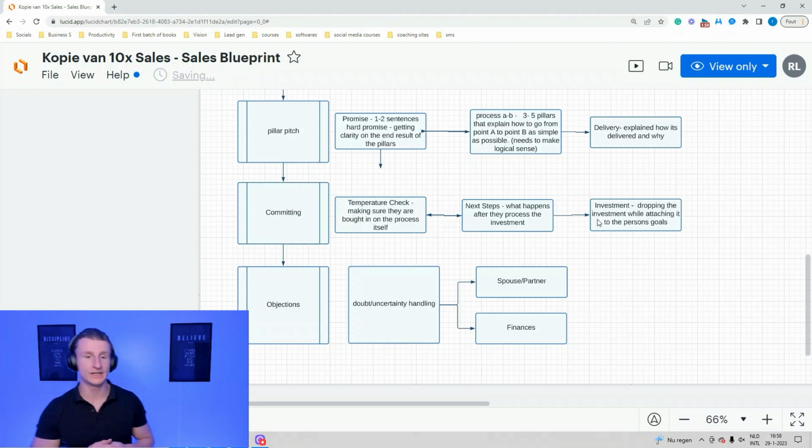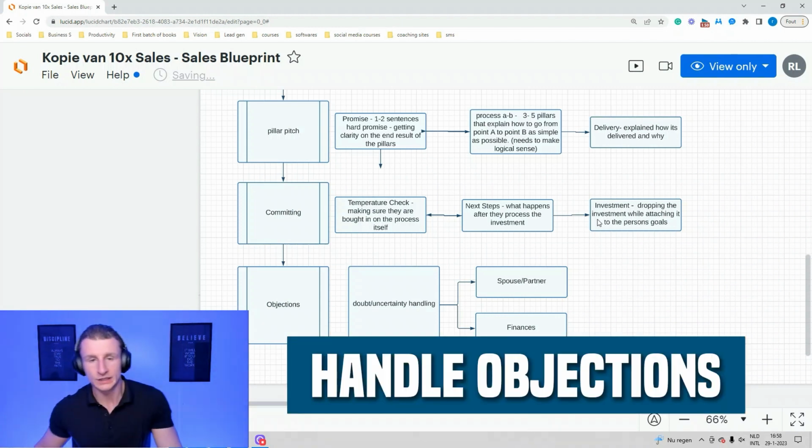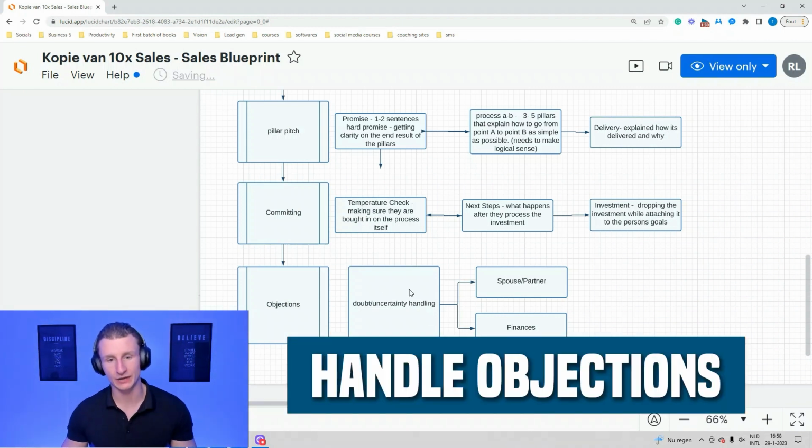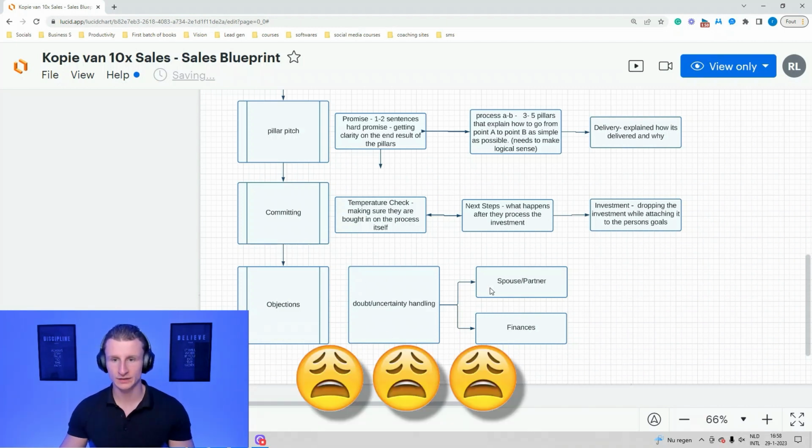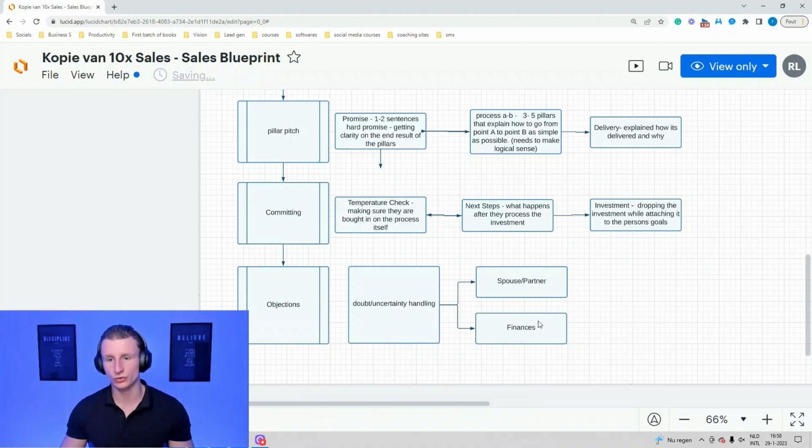After the committing phase, we are going to handle the objections. First of all, we need to make sure to handle the doubt and uncertainty objections. Afterwards, the spouse and partner. Why do we do this? It's because we can handle the spouse and partner objections first, but if they have doubt about the process or are uncertain, they're never going to speak to their partner about this, or they're never going to get a loan, or they're going to be really checking their finances if they can pay it.